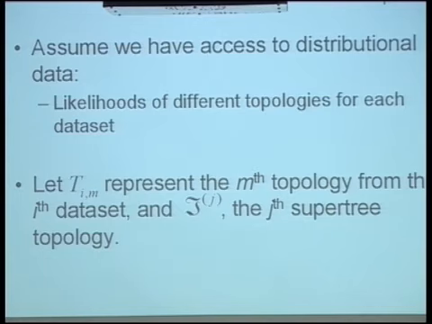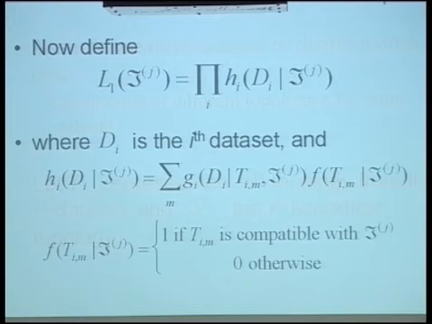Suppose we have access to distributional data. Suppose for each subset, we're able to look at every topology for that subset and assign a likelihood score to every topology. So for each subtree, we have all of the possible topologies and all the likelihood scores associated with those topologies. So here we have the subtree for the nth topology, for the ith data set, and this is the supertree, the jth supertree topology.